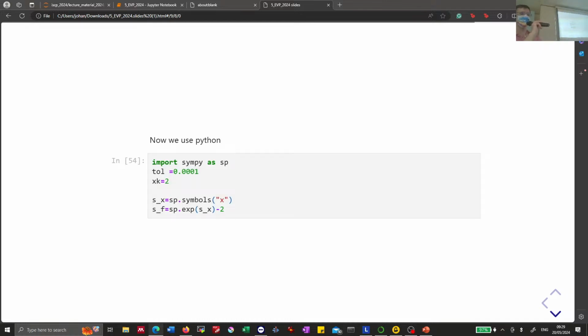So now in Python, what do we do? Here I import SymPy as sp and I define a tolerance that I want to have for my accuracy. Yes, so far so good. Then I define some symbols. One is my x, and the other one is actually the function I'm going to approximate here, right? So the function I want to find the root for is sp.exp of sx minus 2.